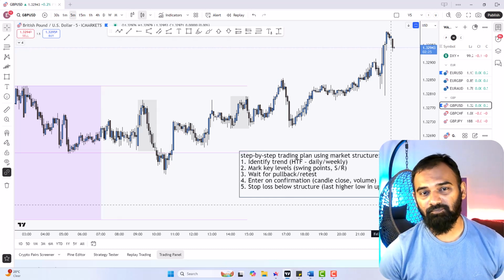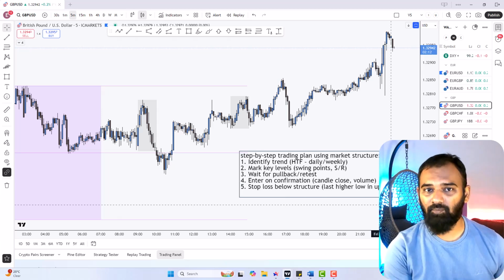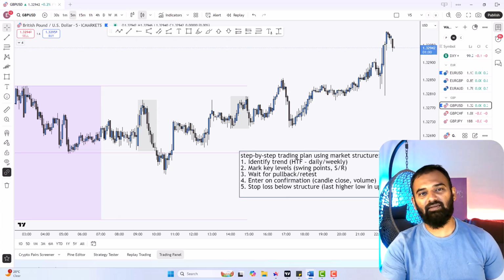Enter on confirmation. Confirmation means you can see a lot of different things. You can see the type of candle forming, you can see volume divergence, you can see RSI. You can use those indicators here, but just for support. Now practice, practice, practice. Market structure is the blueprint of price action. You will start to see market very differently.